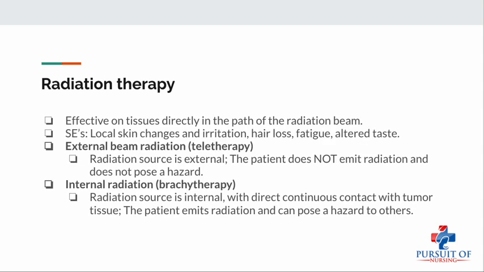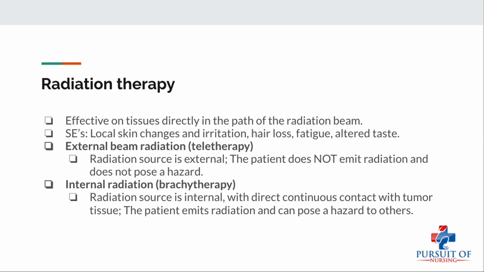All right, so radiation therapy. Radiation therapy destroys cancer cells with minimal exposure of normal cells. And when you think about radiation versus chemotherapy, it's effective on tissues directly in the path of the radiation beam. So side effects are going to be local skin changes and irritation. You might also have hair loss and altered taste.